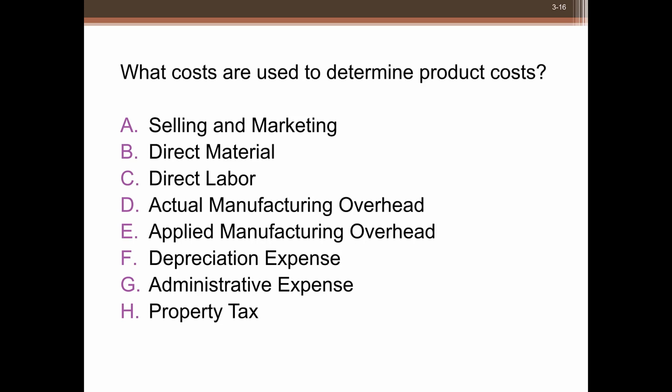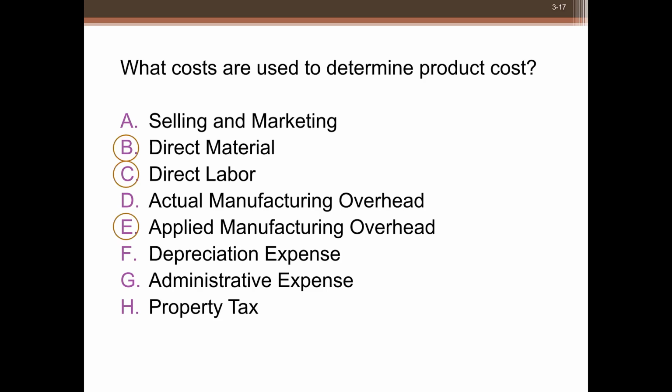We use the predetermined overhead rate multiplied by the actual level of the allocation base to get MO cost. This is a way to calculate applied MO. So here, product costs include direct material, direct labor, and applied MO, not actual MO.